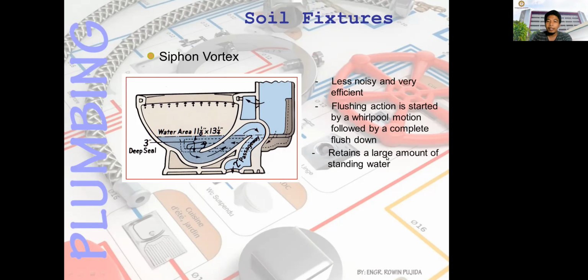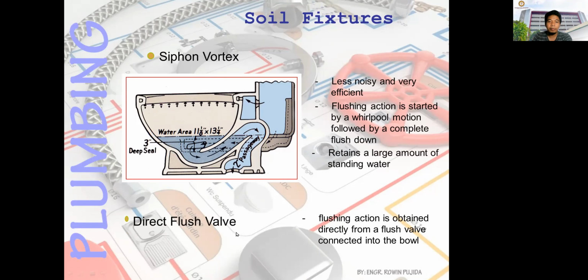Then it retains a large amount of standing water, since the volume of this water closet is bigger. Next is the direct flush valve. The flushing action is obtained directly from a flush valve connected to the bowl. This is commonly seen in malls. You have the flush valve above the water closet. So this is the direct flush valve.